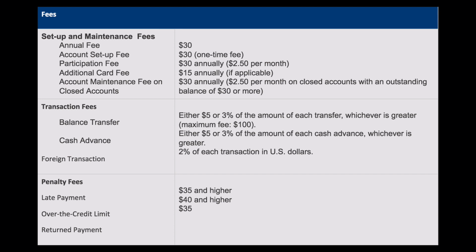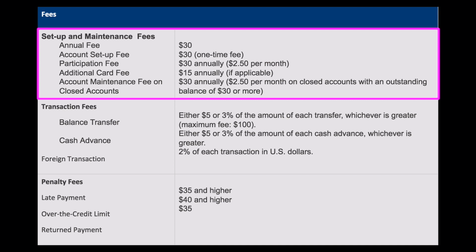Next, let's look at the fees section. There are 3 categories of fees. The first is setup and maintenance. Some credit cards charge an annual fee. It ranges from $20 to $100, depending on services. Some credit cards charge an account setup fee. It is a one-time fee of about $30. If you encounter this, you should look for another credit card offer.